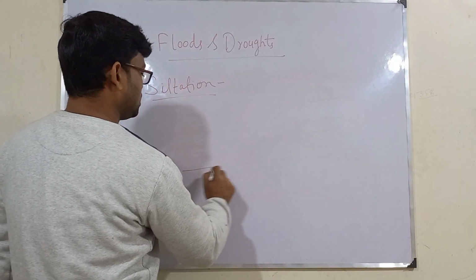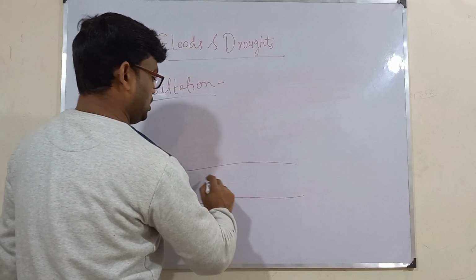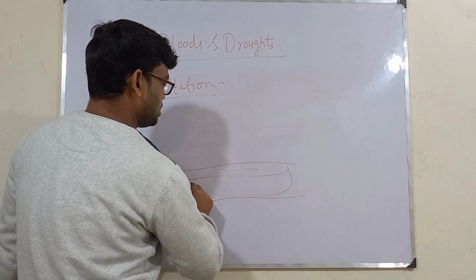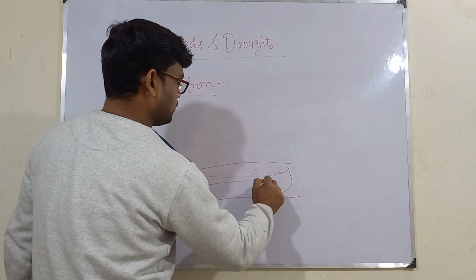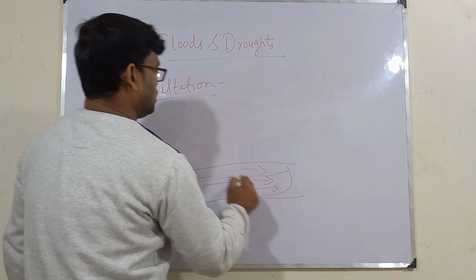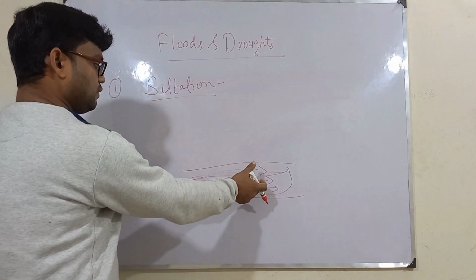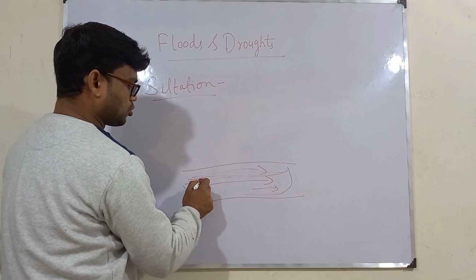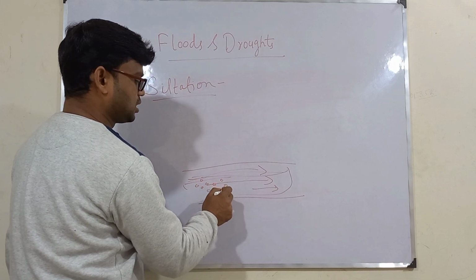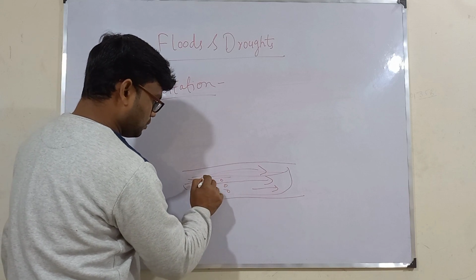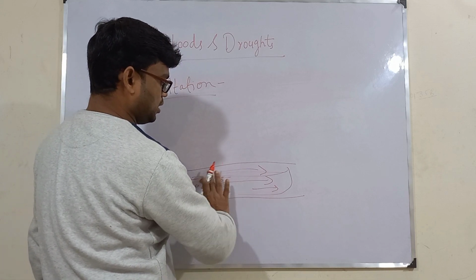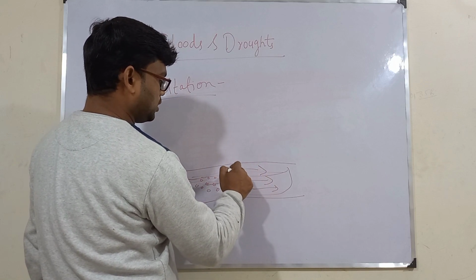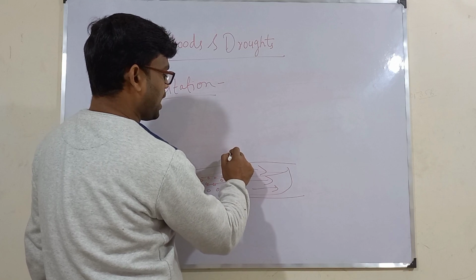So, just consider that this is the channel, and this portion is the river bed, meaning the surface over which the river is flowing. Now, when the river comes from the mountain, it brings along with it too many sediments, rocks, boulders, muds, silt, sand, etc. When the river deposits this sand and silt along its path, it increases the height of the river bed.